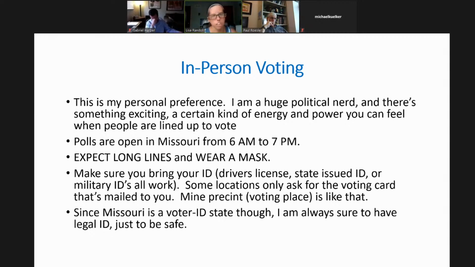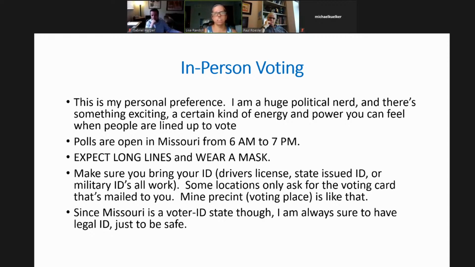So there's that too. Missouri is a voter ID state, and as the clip that Paul played at the beginning showed, voter ID laws are popping up all over the country. What that means is that in order to vote, you have to bring a valid state issued or military ID with you to vote. Missouri is one of those states.